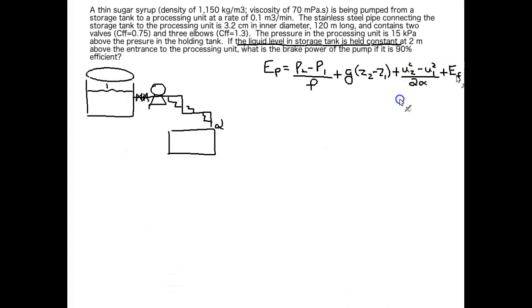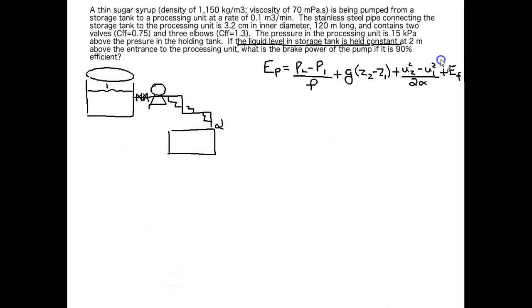There. So we've got pressure energy, that's our P2 minus P1 term. We've got potential energy, that's our Z2 minus Z1 term. We have kinetic energy, that's our U2 squared minus U1 squared term. And then we have friction energy, which is EF. So let's take a look at those one at a time.